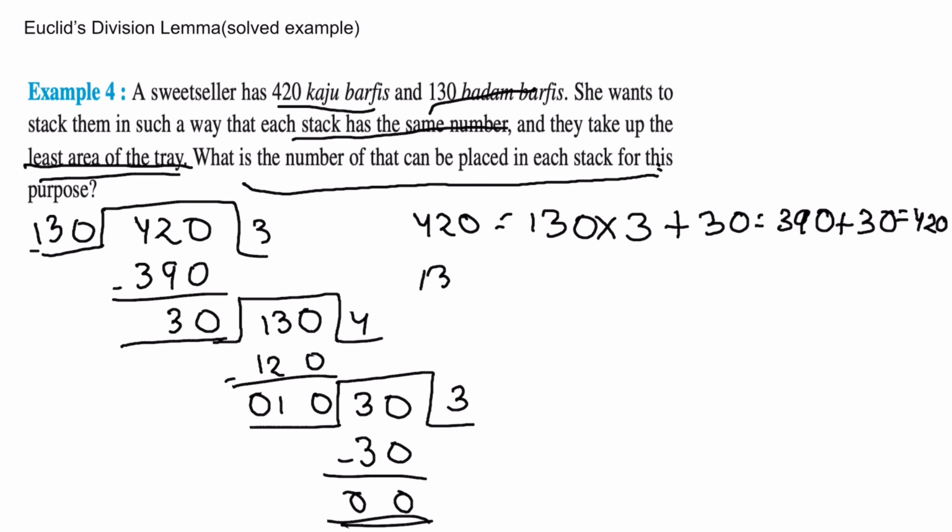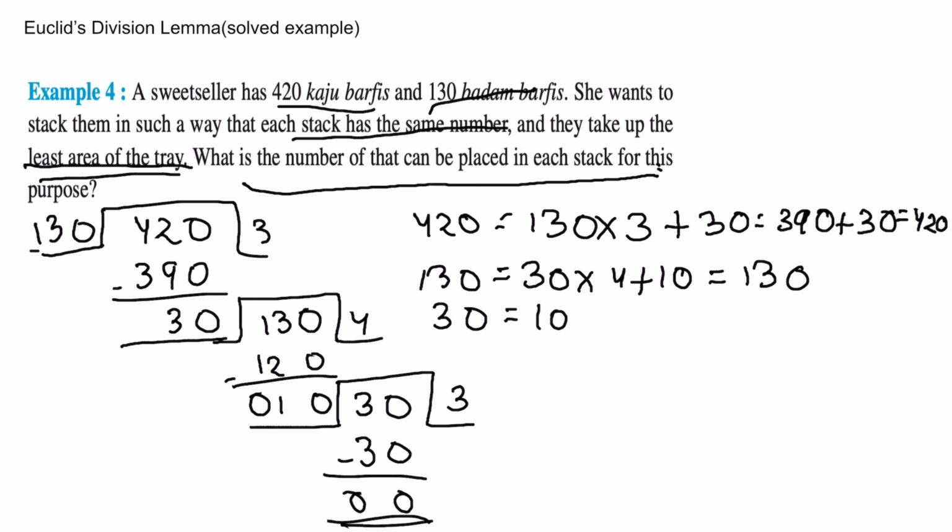Similarly, for 130, what we can do? It's 30 into 4 plus 10, which gives us 130. What about 30 last? For 30, it's 10 into 3 and the remainder, which is 0. So this gives us 30. Great. So this is also actually proving the Euclid's division lemma that we just saw and learned about. Now our HCF for this is 10.